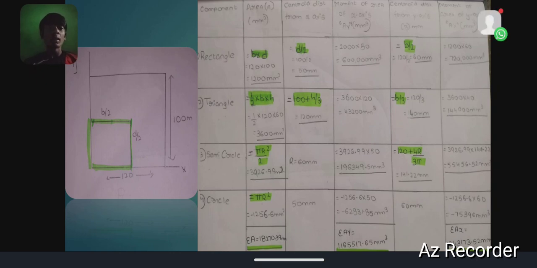Here we have to see how to do the problem. Firstly we have to take the rectangle. In this rectangle we have to find the area, the centroidal distance from the x-axis, and the moment of area about the x-axis, that is ay, and so on. Here firstly we have to see the rectangle.